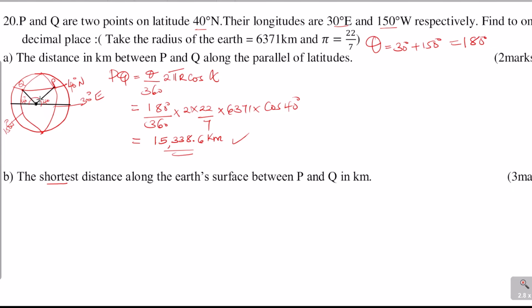The longitude difference now will change. It will not be 180. It will be the angle between here. These are straight lines, so this is 40, 40. Remember, this should add up to 180, the sum of angles on a straight line. And so this one will be 100.